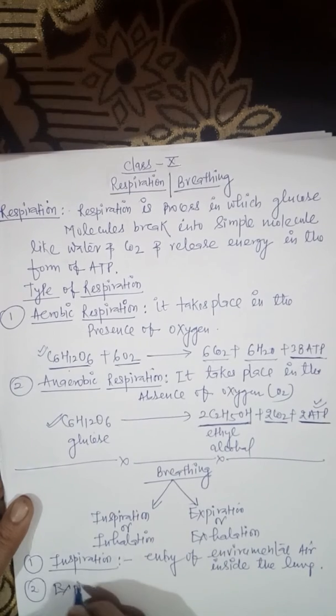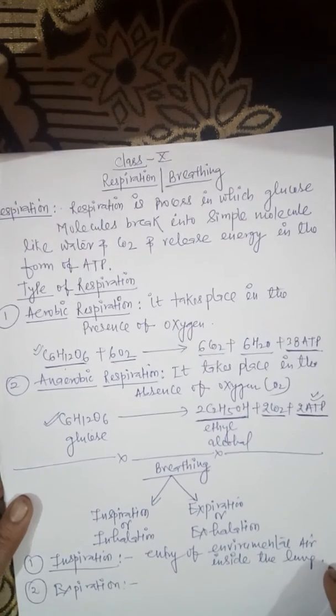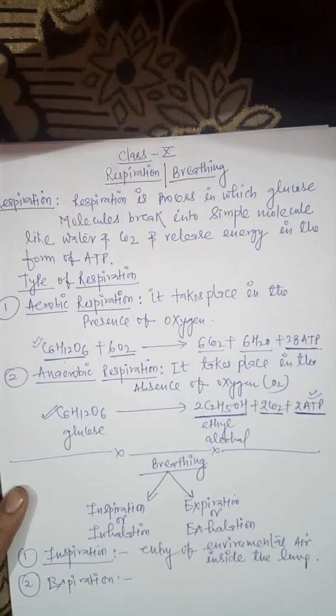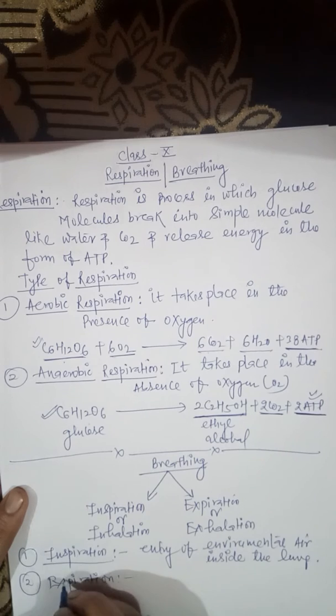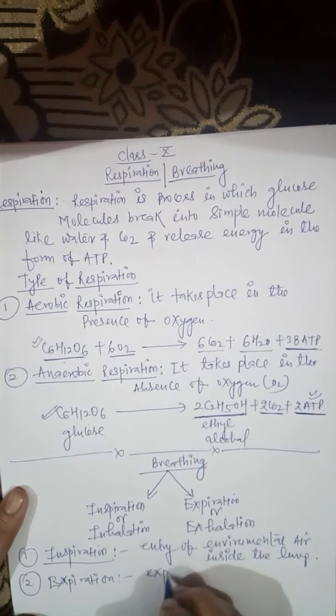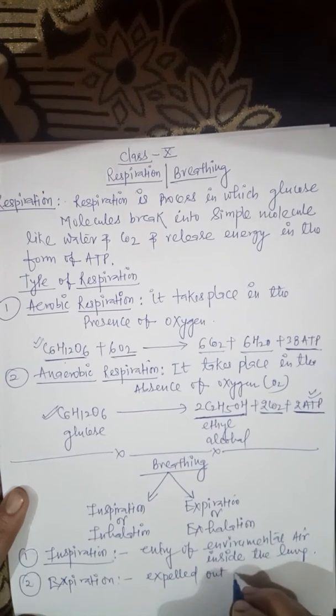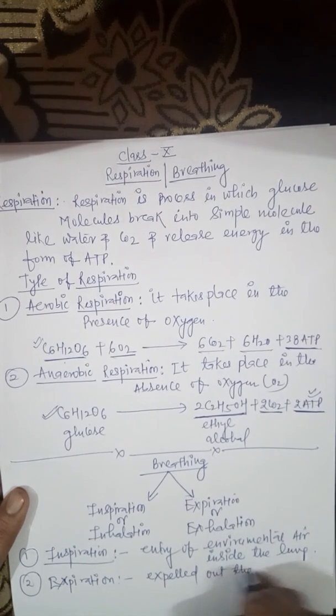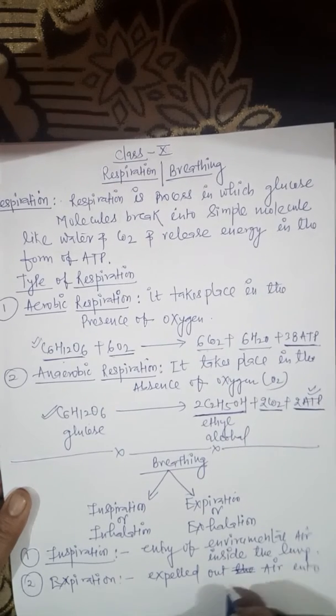Second, expiration. Expiration is a process in which the air of the lungs is expelled out into the environment with the help of the respiratory tract. I am repeating again. It is a process in which the air of the lungs moves out into the environment. So in this process, the air always moves outside into the environment. Expelled air goes out into the environment.